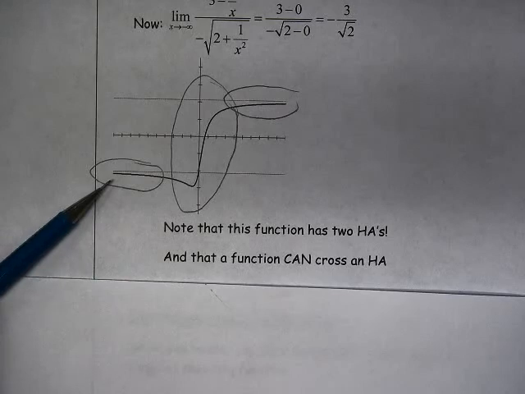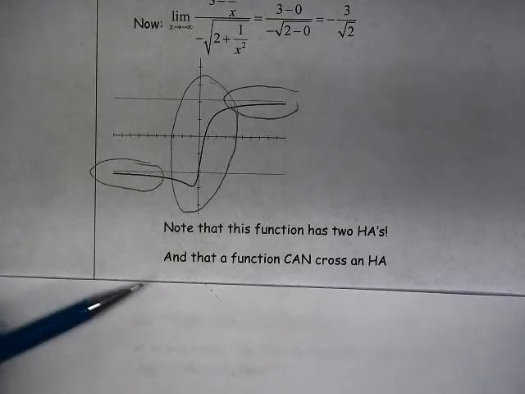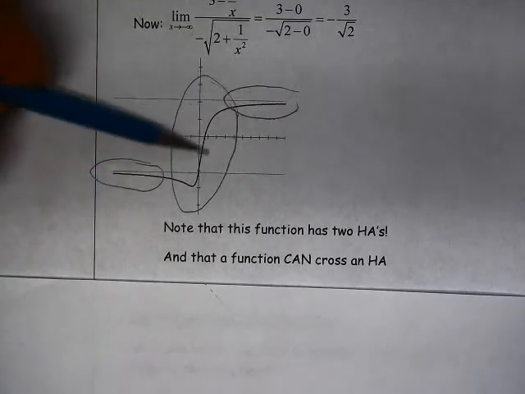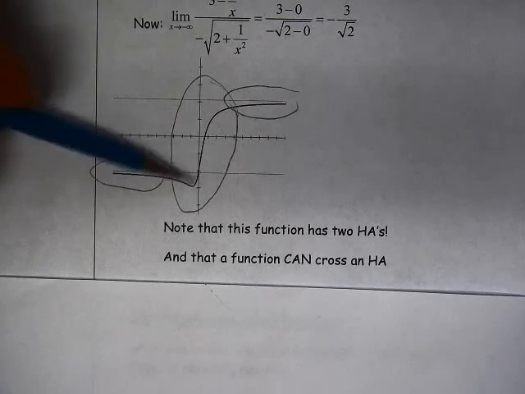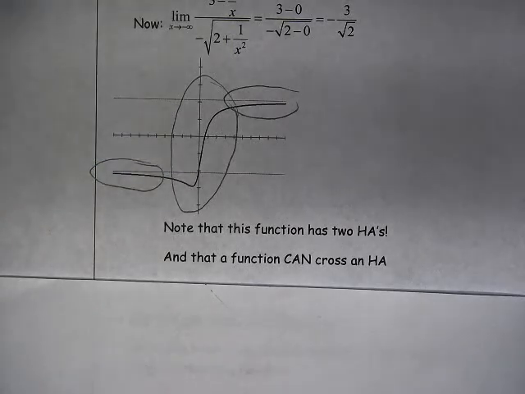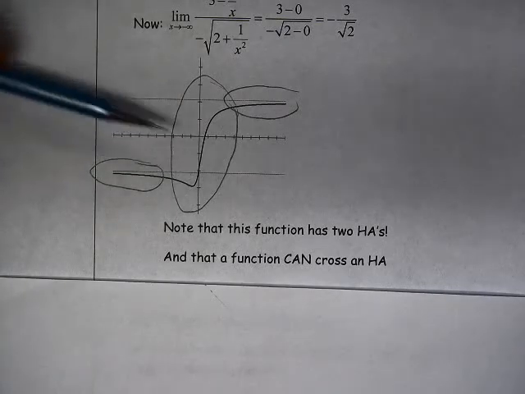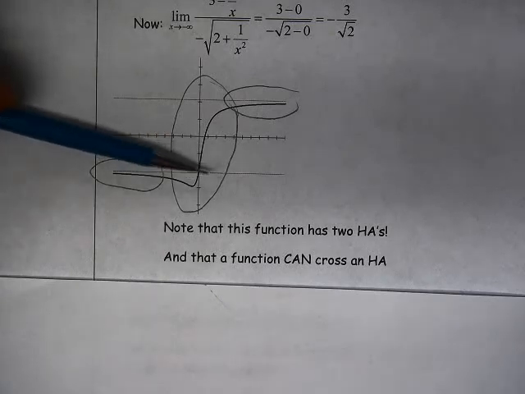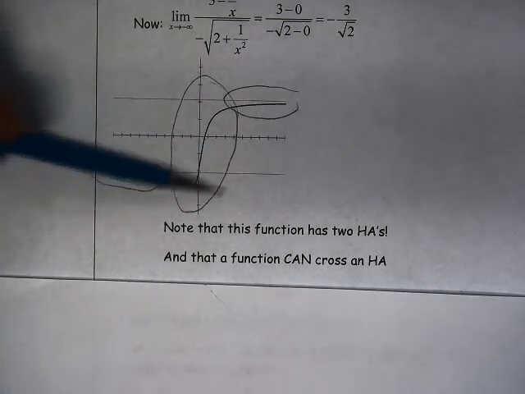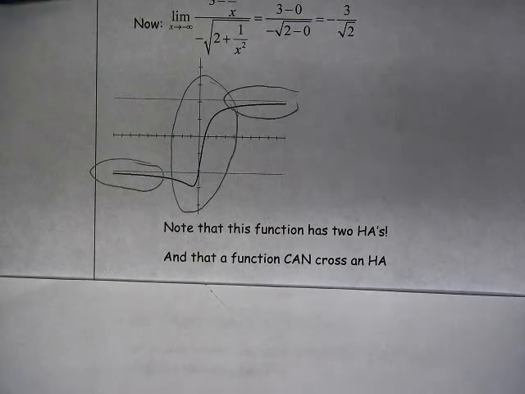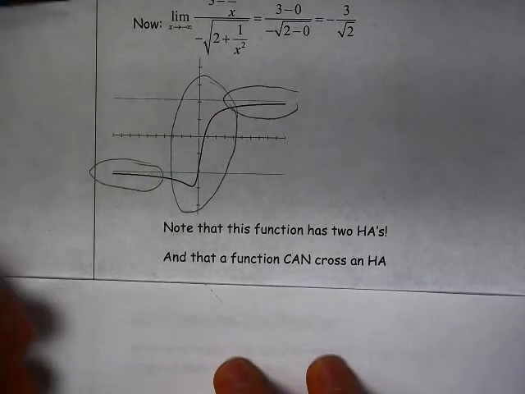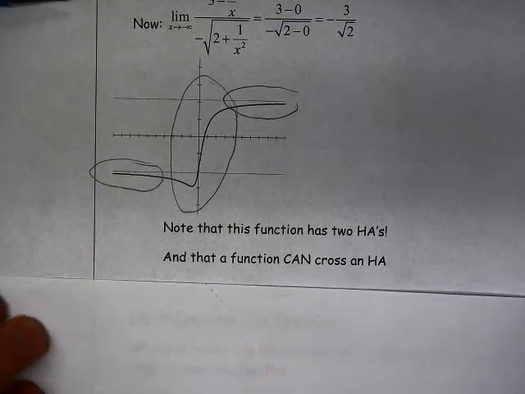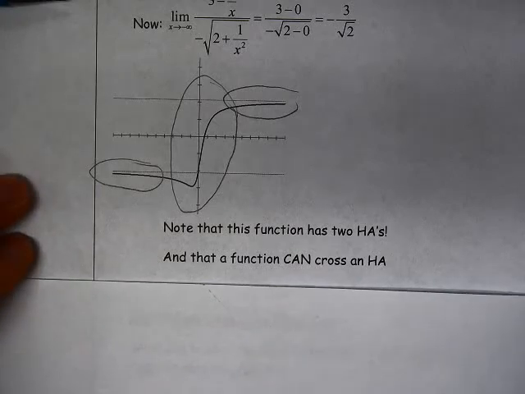So notice that it has 2 horizontal asymptotes and that we can cross a horizontal asymptote. In this case, we do cross this lower asymptote down here. And that's something that you don't generally see in Algebra 2 and Pre-Cal, because if we cross the horizontal asymptote, it makes it difficult to know what's going on here without the use of concavity and relative maxes and mins. So that's why you generally try to avoid those types of functions in Algebra 2 and Pre-Cal.